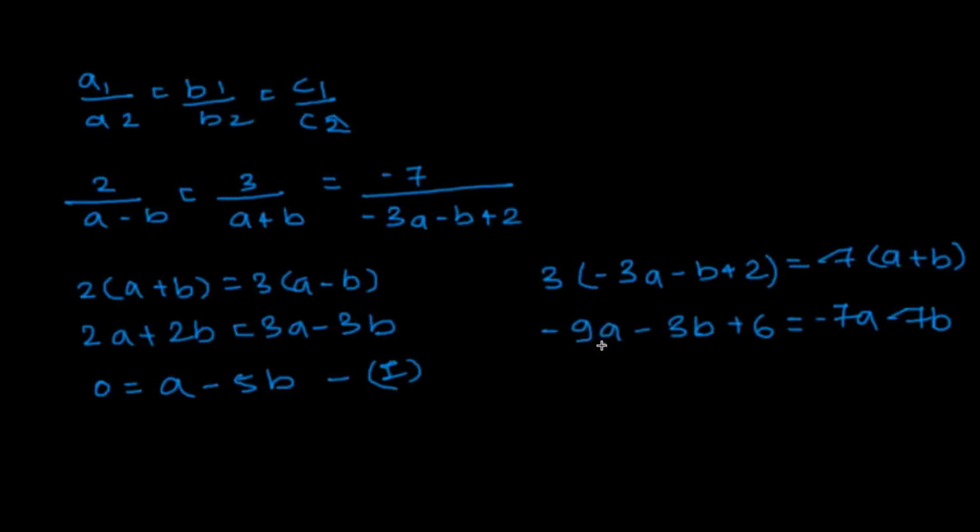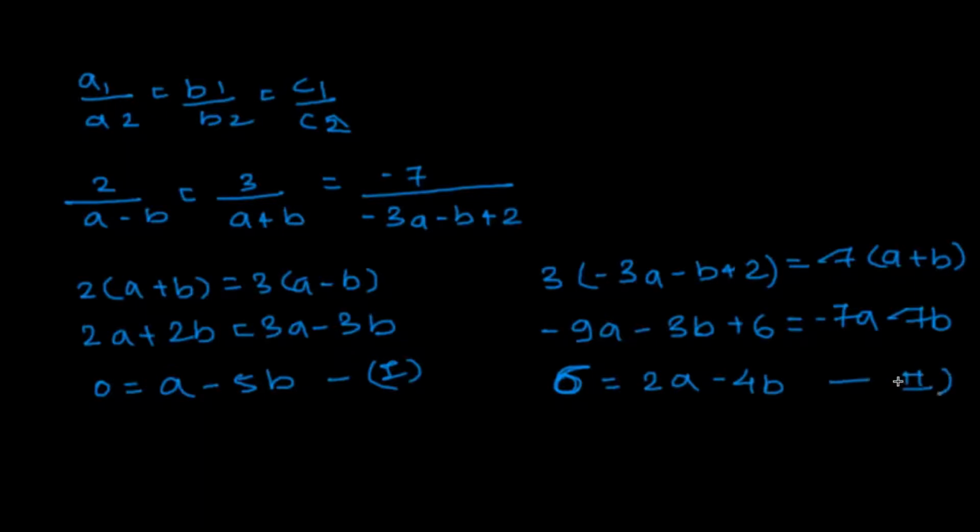In this case, I can again take the LHS to the RHS, or I can just keep 6 here. Okay, I'll keep 6 over here, and all the other things to the RHS. So I'll get minus 7a plus 9a giving me 2a, and minus 7b plus 3b giving me minus 4b, so 6 equals 2a minus 4b, and this is my equation number 2.